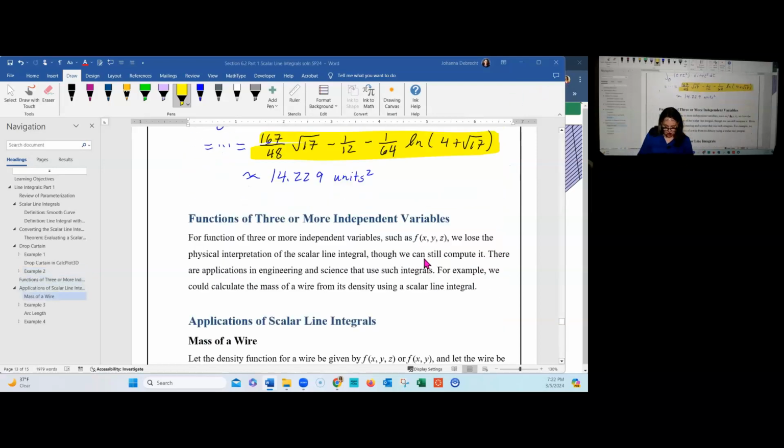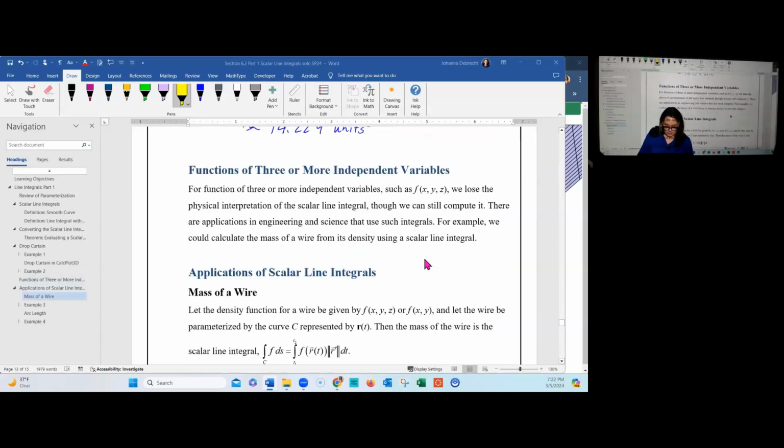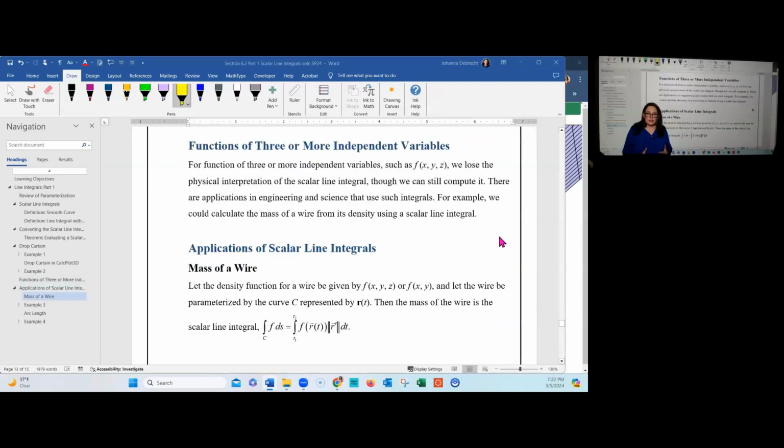Now, what if we had a function of 3 or more independent variables? We can still calculate the value of the scalar line integral, but we lose that connection with the area of the drop curtain. However, there are lots of applications in engineering and science that use such integrals. For example, we can use the scalar line integral to compute the mass of a wire from its density function, where the wire is either in 3 dimensions, like a helix, or in 2 dimensions. Let's now look at some of these applications of scalar line integrals, starting with the mass of a wire.